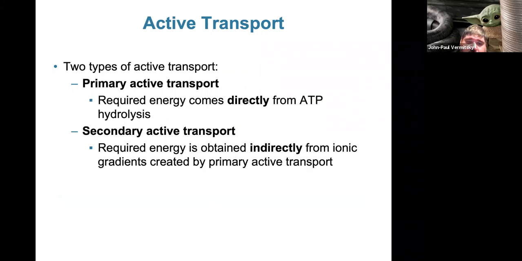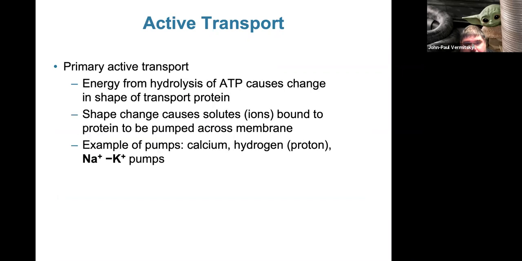And we have what's referred to as primary active transport, where the required energy comes directly from ATP hydrolysis. Secondary active transport required energy is obtained indirectly from an ionic gradient created by primary active transport. What that means is you're expending the energy to move one thing and something else is sort of piggybacking onto that movement.